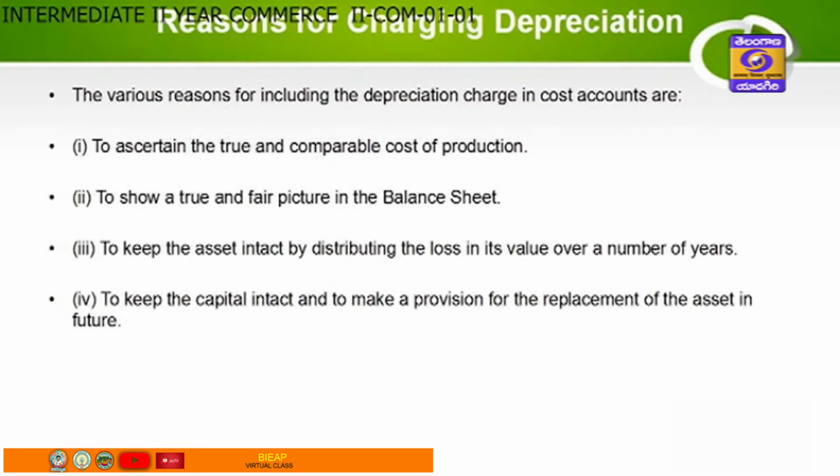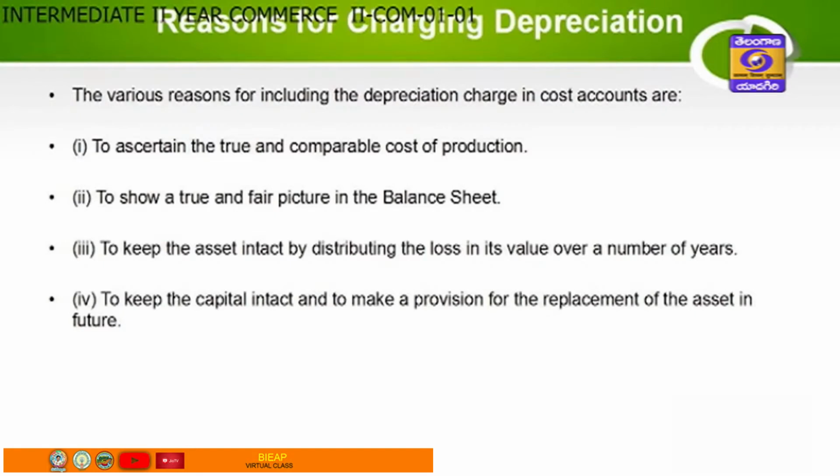The second point is to show correct financial position. The same example can be taken into consideration. If the value of the machinery is 10,000 rupees, and in that year you have shown 1,000 rupees as depreciation, then the net value of the asset will be 9,000 at the year ending. At the year ending, the net value of the asset will be only 9,000 rupees.